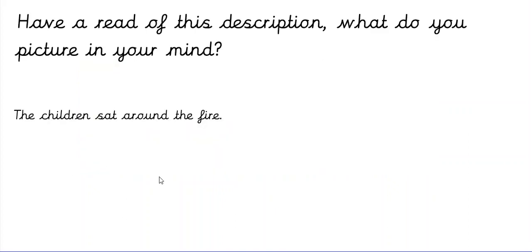If we go back to our sentence, the children sat around the fire. What have we been told in this sentence? So we've been told that there are children, that they are sitting, and that there's a fire. Okay? We've not been told where they are. We've not been told what time of day it is. So all of our images in our heads will probably be fairly different, okay? Because we only know that there's children there and they're sitting around the fire.